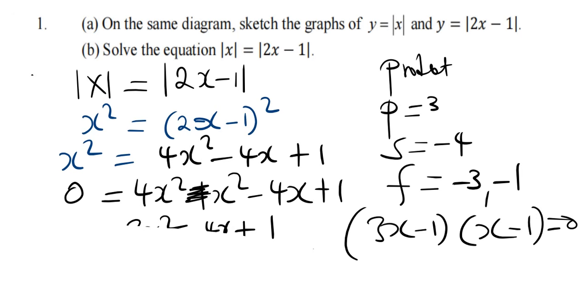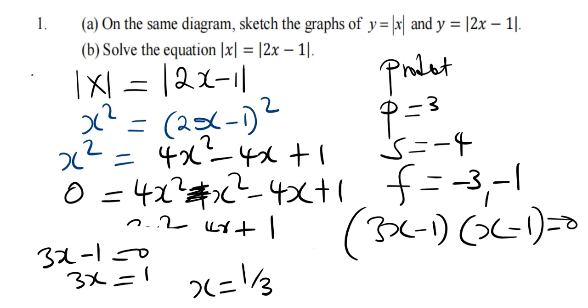Of course, we've got 3x minus 1 is equal to 0, so 3x will be equal to 1. Therefore, x in this case is equal to 1 over 3. Then the other one is x minus 1 is equal to 0, so x is equal to 1.